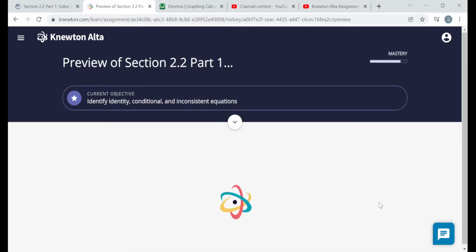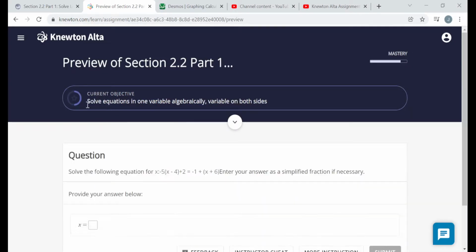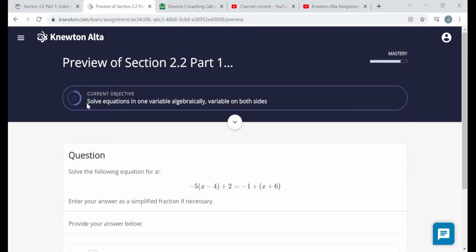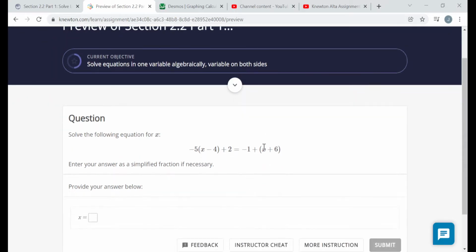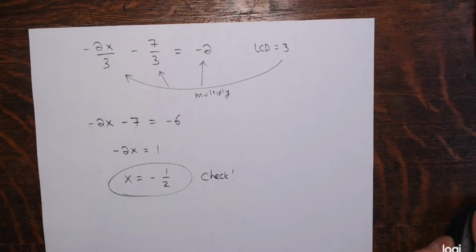Alright, then I should just have that last objective to do, right? Just 2 more questions. Again, if you're getting things correct all the time, each objective usually is around 4 questions. Solve equations in one variable algebra, a variable on both sides. So again, I got some parentheses here to get rid of. No problem. All right, so I'll write this one out.